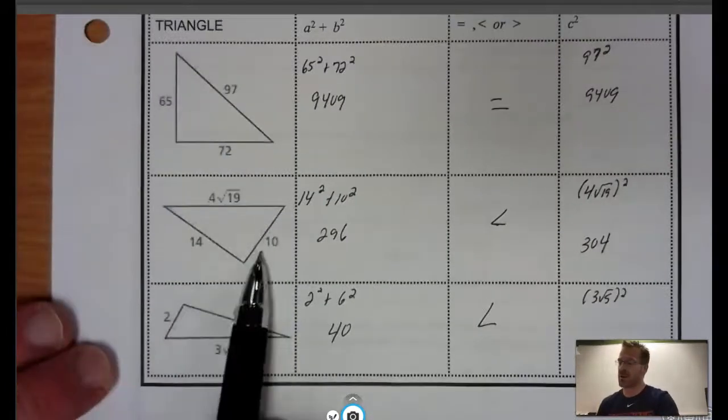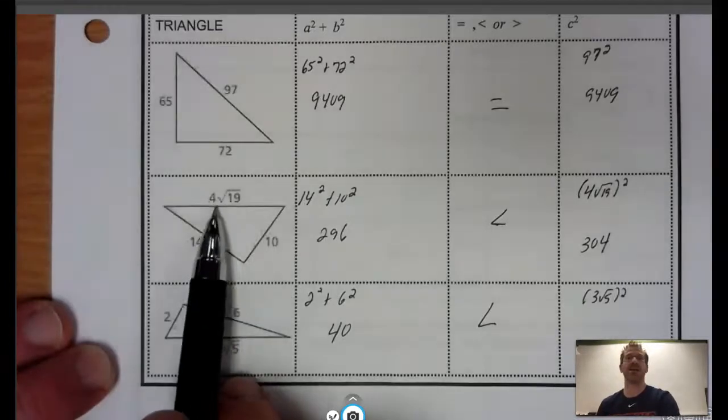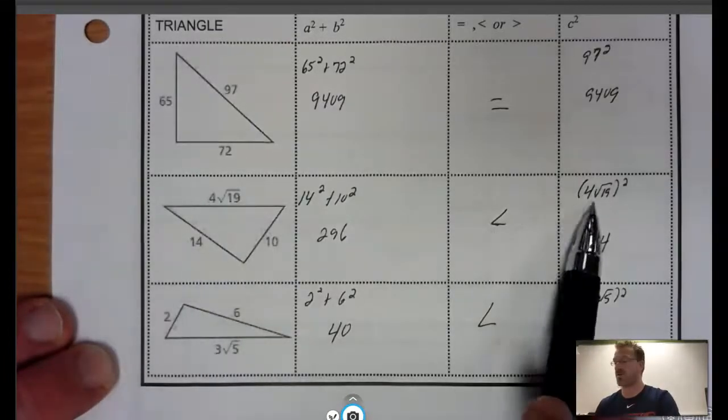So if we go down to the second one here, and notice 4 root 19 is the longest side. So that's why it's c.